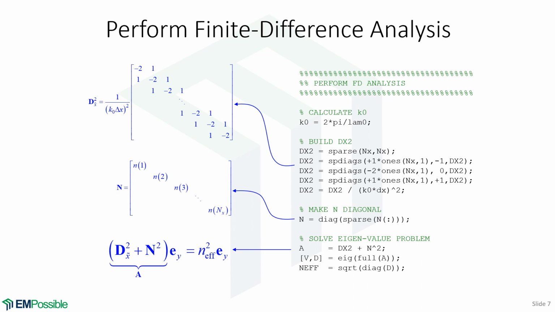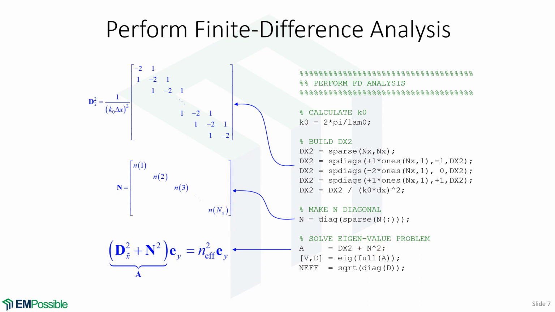Now we're ready to build this matrix A because we have our derivative matrix and our n matrix. So it's just the derivative matrix for the second order derivative plus our diagonal n matrix squared. Notice we're not saying dot caret 2 because that would be performing a point by point, or element wise, operation. We want to do a matrix squaring.